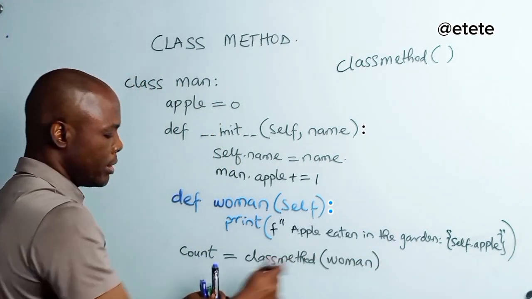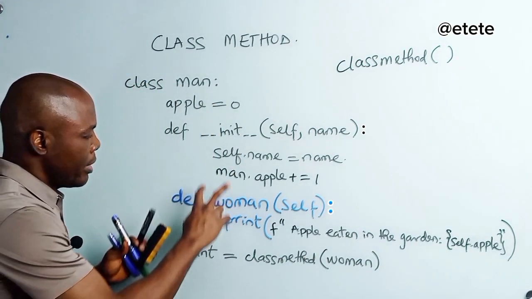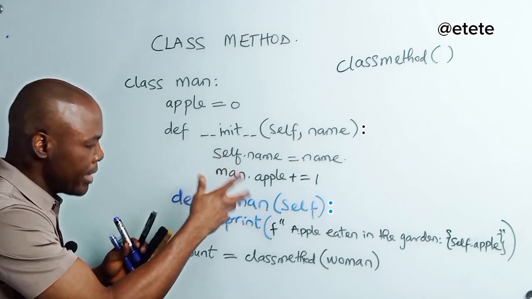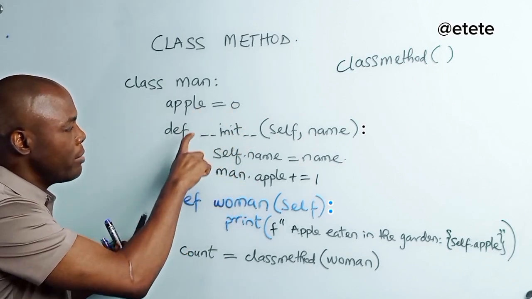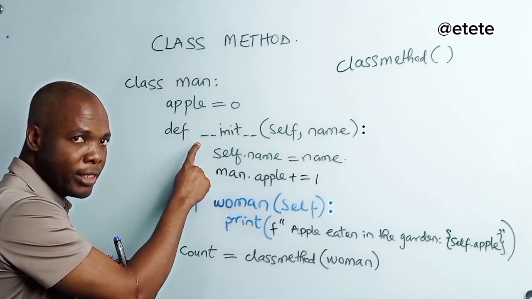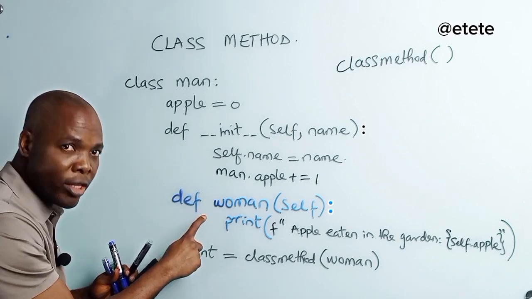Okay, so this is it. So what have I done? I have created my class, right? And I've also created how many methods? Two methods inside. This is an instance method. This is another instance method.